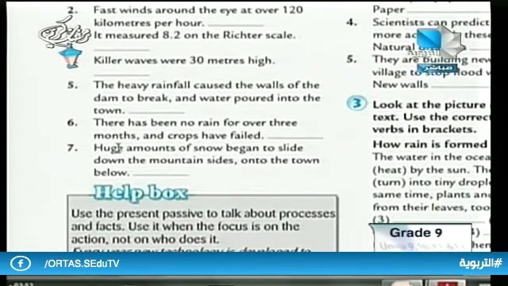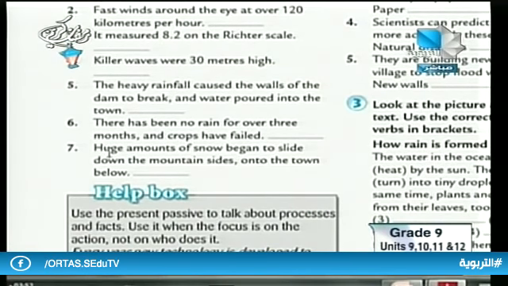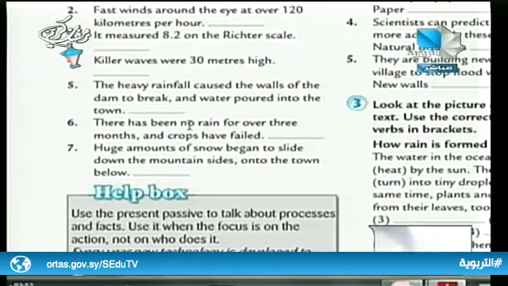Number 6. There has been no rain for over 3 months and crops have failed. Drought. No rain at all. Dry weather. So, it's drought. Number 7. Huge amounts of snow began to slide down the mountain sides onto the town below. It's avalanche because we have snow. Yes, thank you very much.